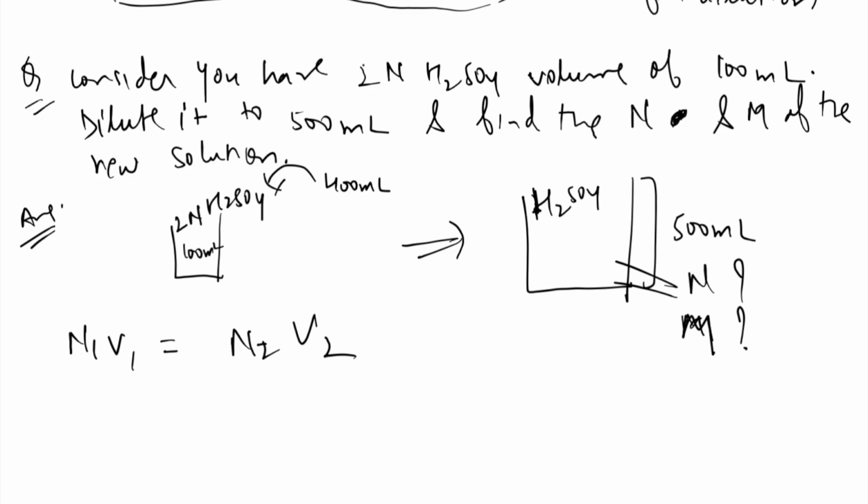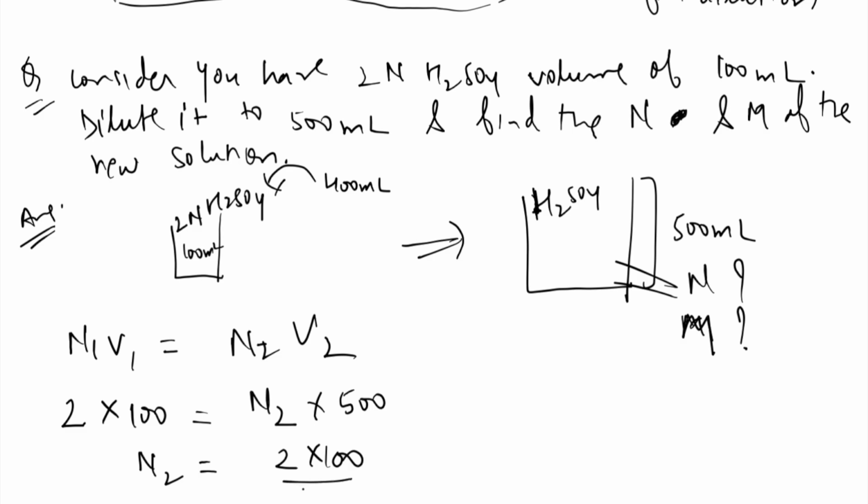In the previous condition, normality was 2 multiplied by the volume 100. The new normality we need to find, and the new volume is 500 ml. Please do remember, we take the total volume. Though we have added 400 ml, 100 ml was already there, so the total volume is 500. That is why we are taking 500 here. So the normality would be 2 multiplied by 100 divided by 500 normal. This will be the normality of the new solution.